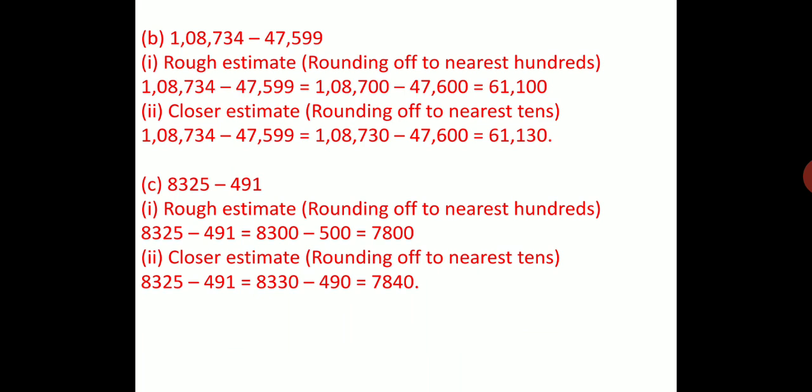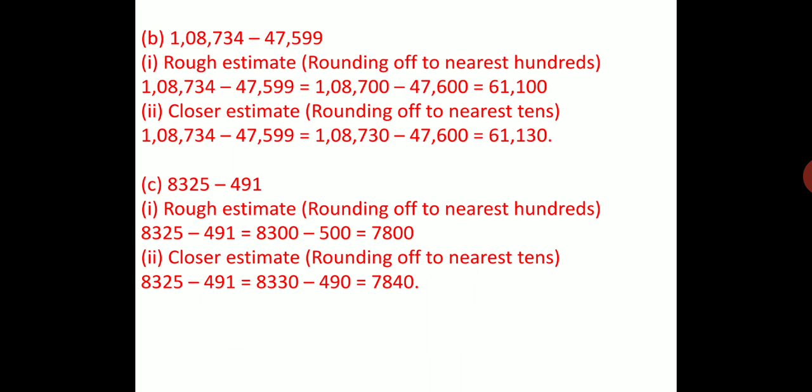C part, 8325 minus 491. Now the rough estimate to the nearest 100. What is the nearest 100 to 325? It is 300. So the answer is 8300. Now what is the nearest 100 to 491? It is 500. So the answer comes 8300 minus 500 equal to 7800. Now second part, the closer estimate to the nearest tens.